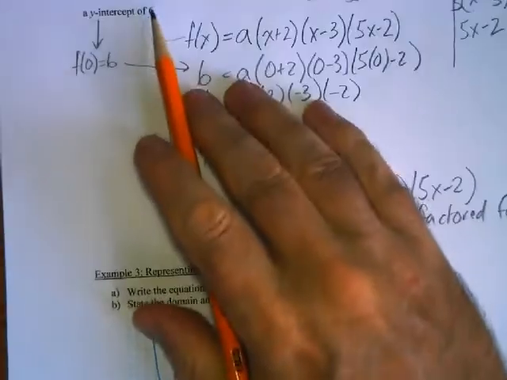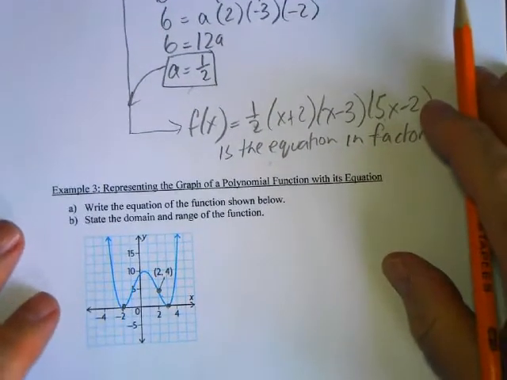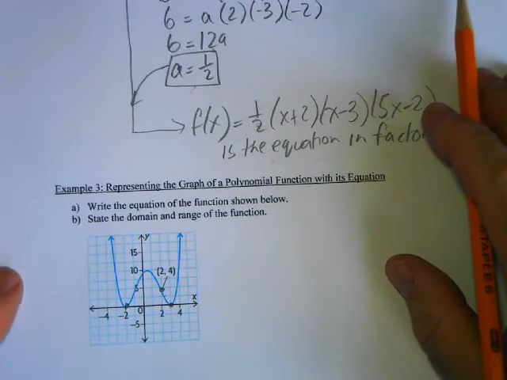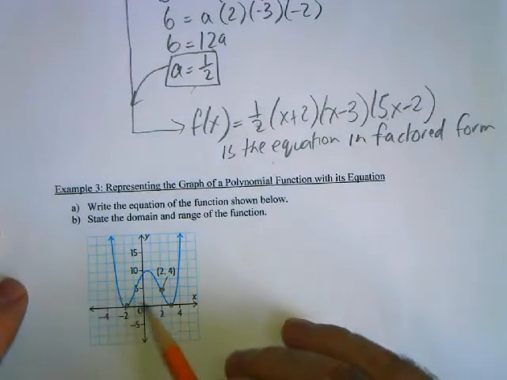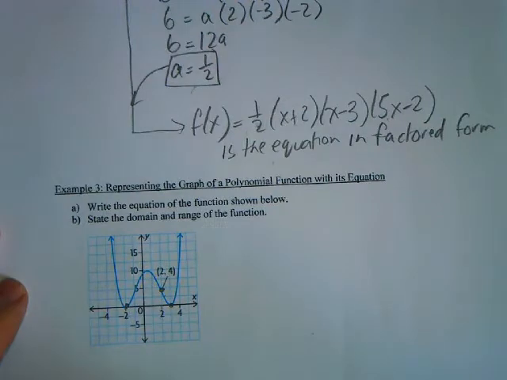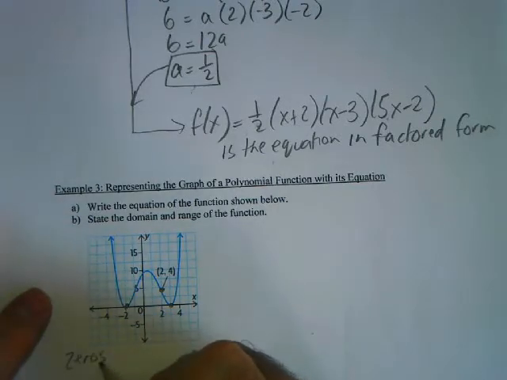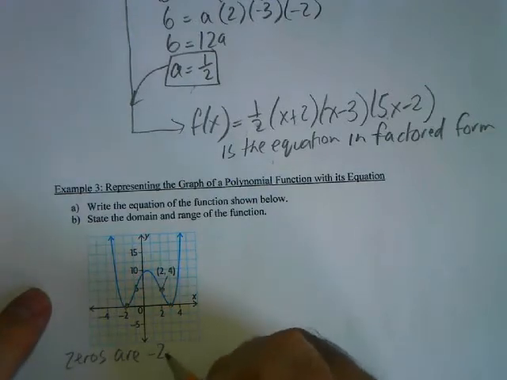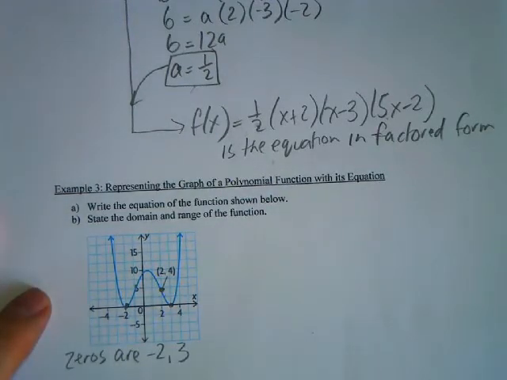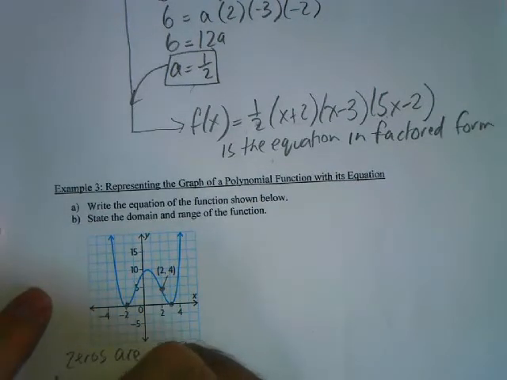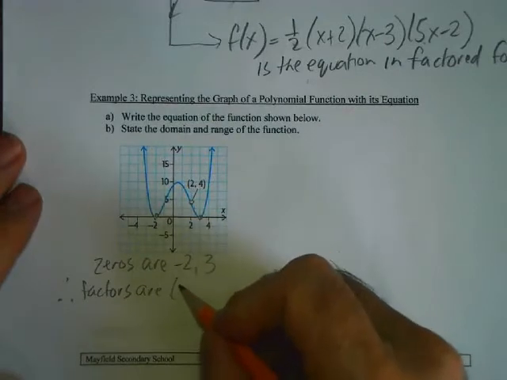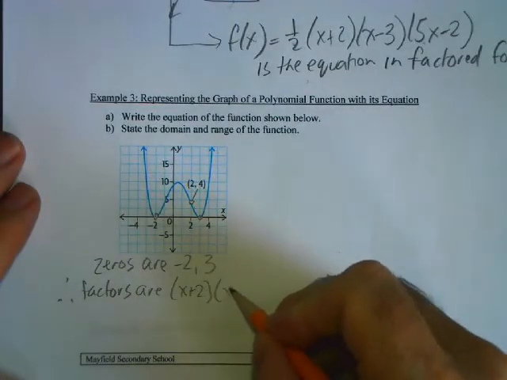They gave us the y-intercept in the previous question, so that's why we used it, but it could be any other point besides the zeros that were given here, okay? That will give you the exact equation, just like it did with a quadratic in grade 10. Okay, so from here we know the zeros are -2 and 3. So therefore the factors in the equation would be x plus 2 and x minus 3.